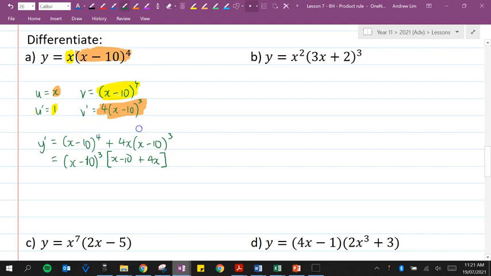Okay, let's tidy this up. So that gives me x minus 10 cubed. x plus 4x is 5x minus 10. Let's factorize out a 5, leaving me with x minus 2. Okay, so that's for that bit. And then I've got my x minus 10 cubed there.